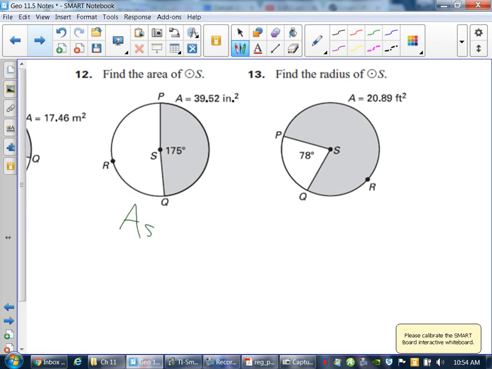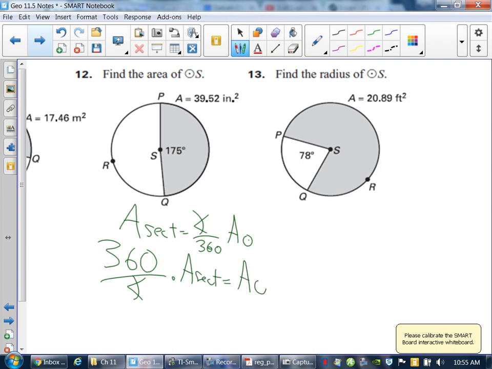So, area of a sector. We had that generic formula to start with: area of a sector, a portion of the circle. Remember, just multiply by that reciprocal. The area is 39.52.